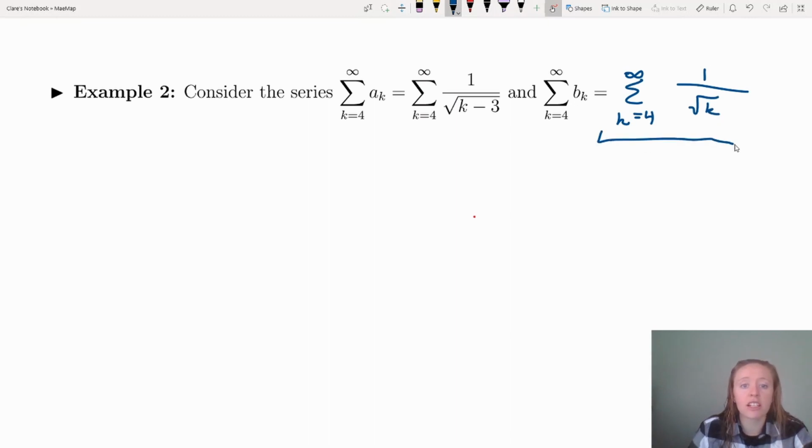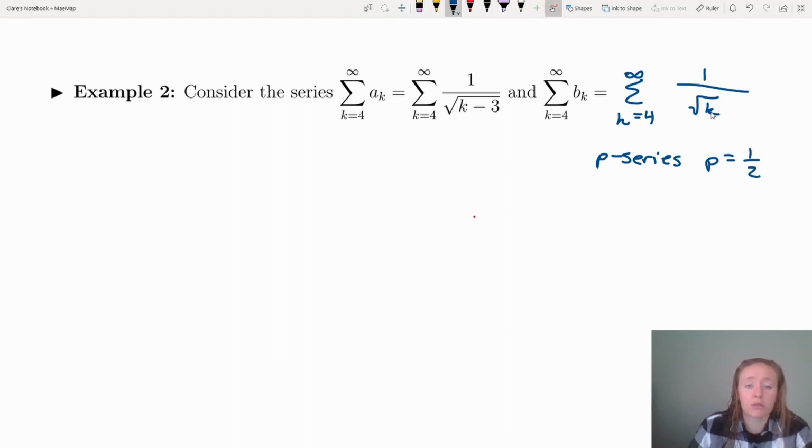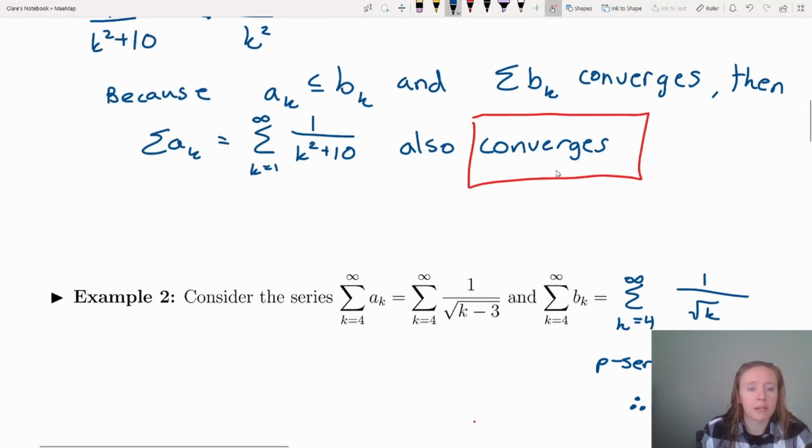So this is the series we're going to compare it with. And the nice thing about this is that it's a p series where the value of p is equal to 1/2, because the square root of k is the same as k to the 1/2. Therefore, since it's a p series with p equal to 1/2, and that's less than or equal to 1, we know that b sub k diverges.